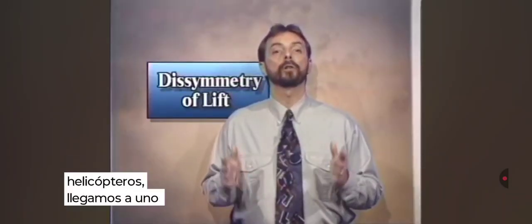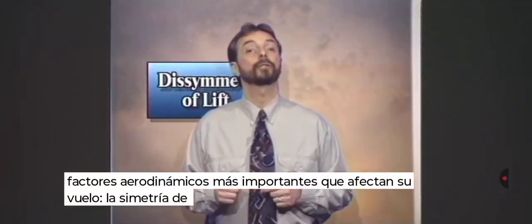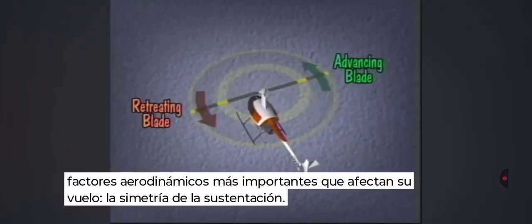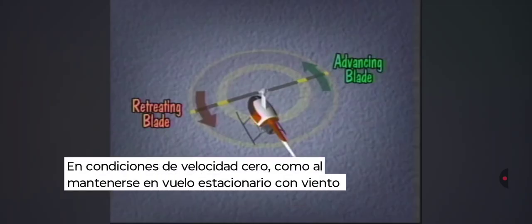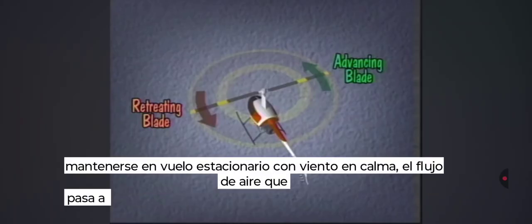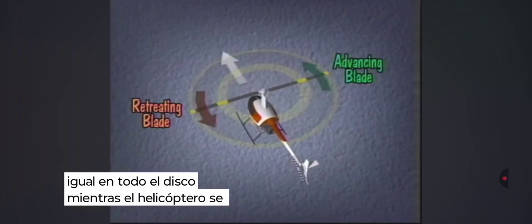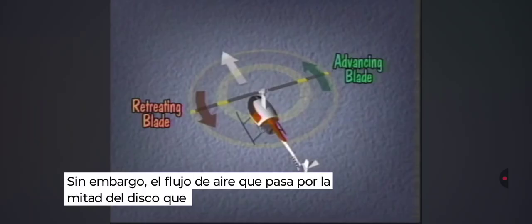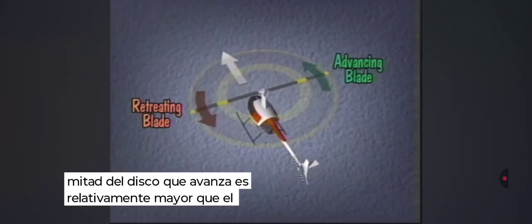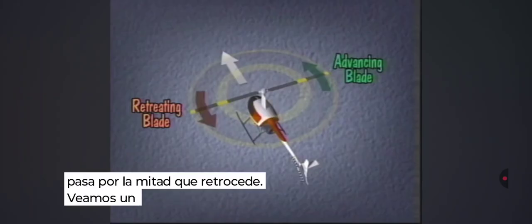Now we come to one of the most important aerodynamic factors affecting rotorcraft flight, dissymmetry of lift. In zero airspeed conditions, like hovering in a calm wind, the airflow passing through the rotor system is equal across the entire rotor disc. As the helicopter moves through the air, however, the airflow going through the advancing half of the rotor disc is relatively greater than the airflow going through the retreating half. Let's use this example to illustrate.